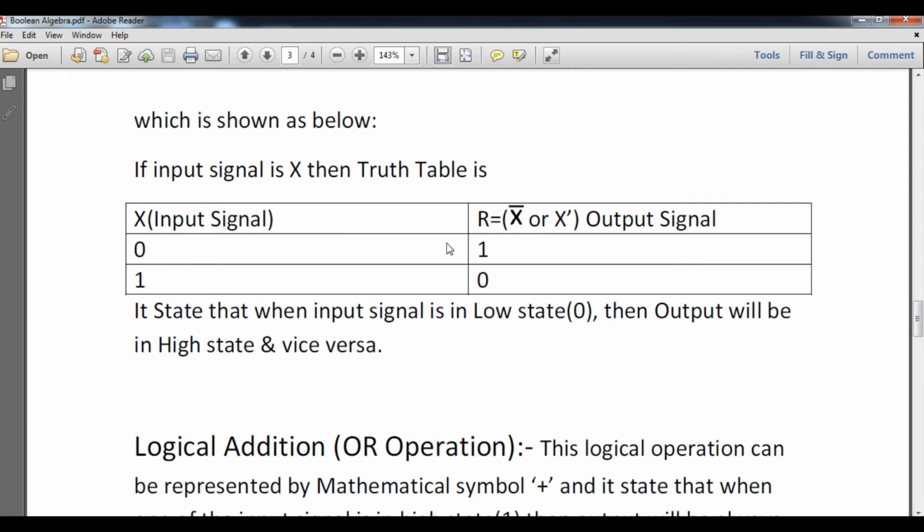So if the input signal is 0, then the output will be 1, or if the input signal is 1, then the output will definitely be 0. So it states that when the input signal is in the low state, that is 0, then the output will definitely be in the high state, that is 1, or vice versa.